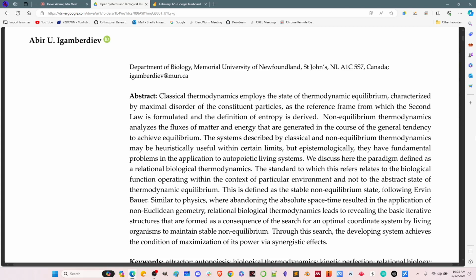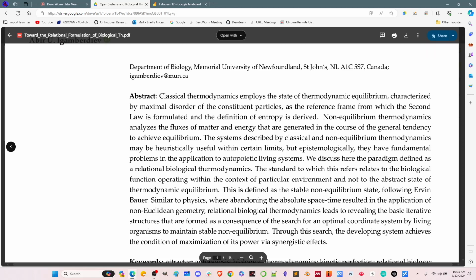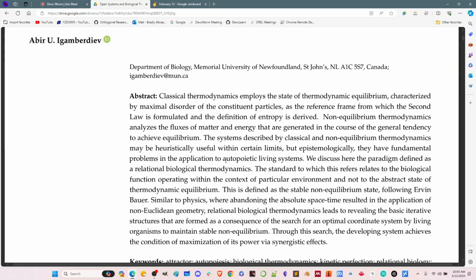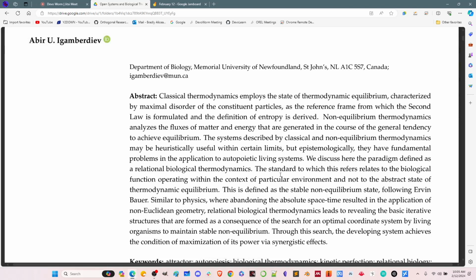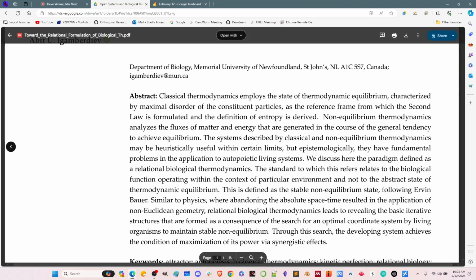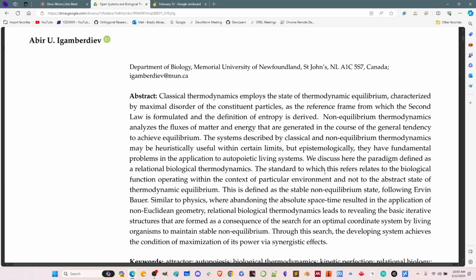The systems described by classical and non-equilibrium thermodynamics may be heuristically useful within certain limits, but there's a fundamental problem in the application to living systems, and he mentions autopoietic living systems, which is just a way to say that the complex system is trying to maintain some sort of equilibrium. We discuss here the paradigm defined as a relational biological thermodynamics. The standard to which this refers relates to the biological function operating within the context of a particular environment and not to the abstract state of thermodynamic equilibrium. So this is just thinking about the environment as the thing that sets this biological function of homeostasis.